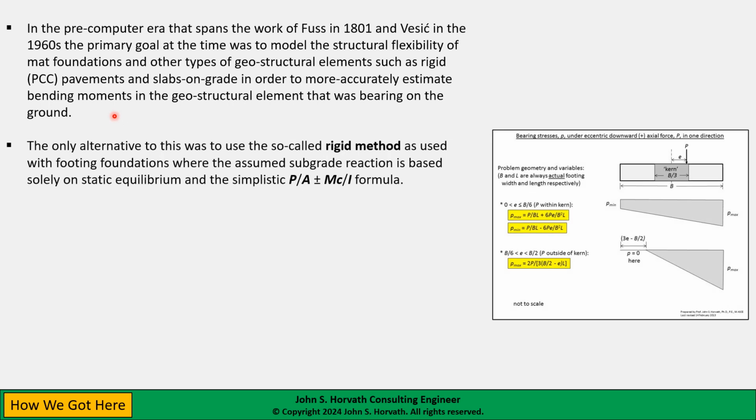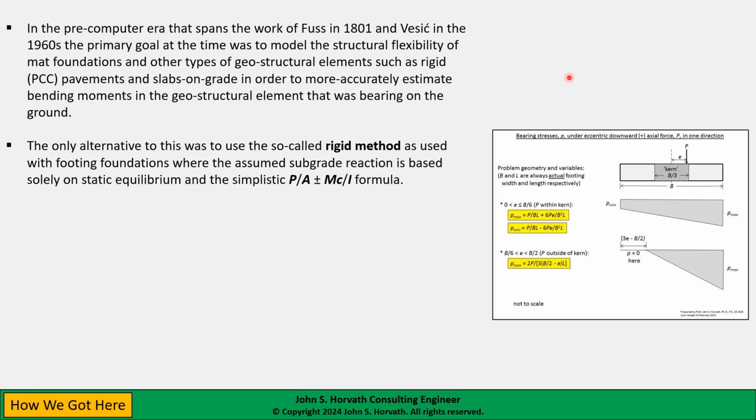It's important to remember that at the time there was only one other alternative, and that was to use the so-called rigid method that we still use to the present with footing foundations, where we assume that the subgrade reaction is a trapezoidal distribution whose distribution is based solely on static equilibrium and the simplistic P over A plus or minus Mc over I formula.